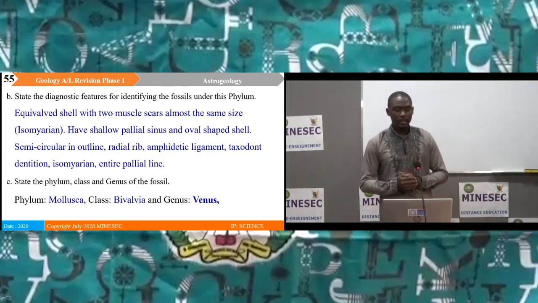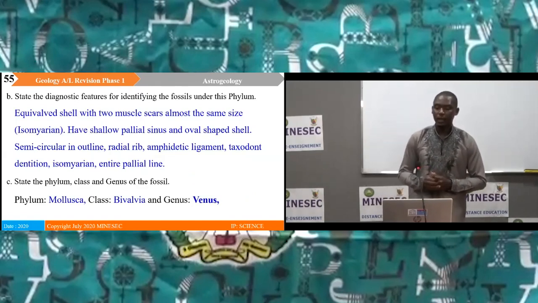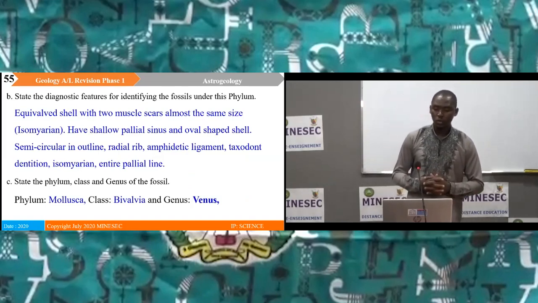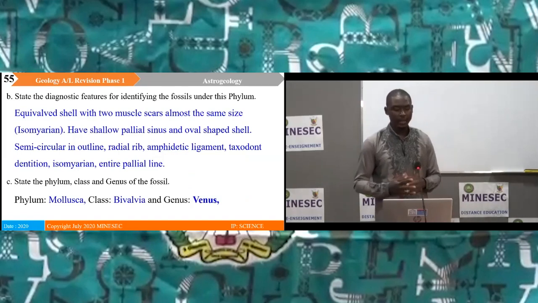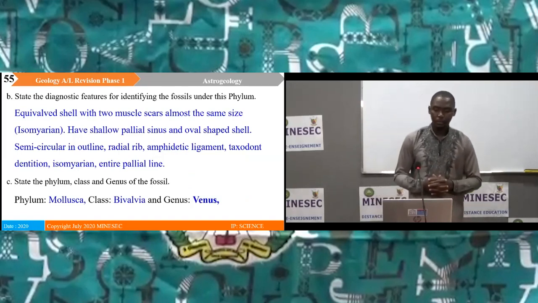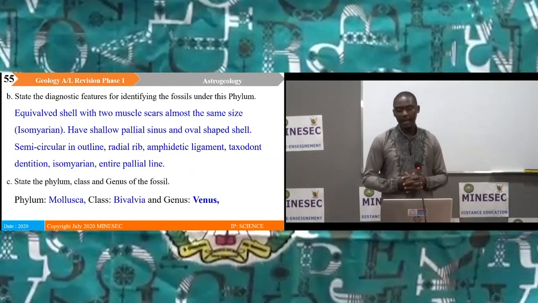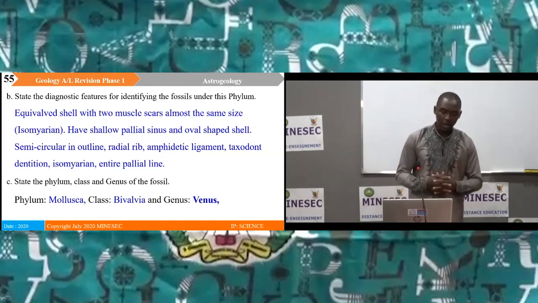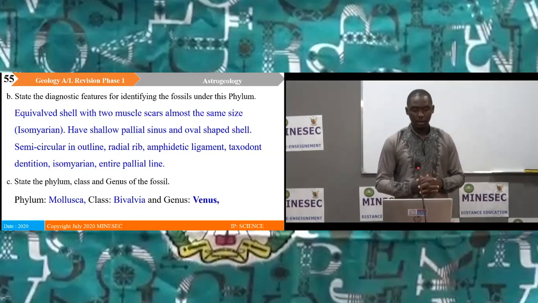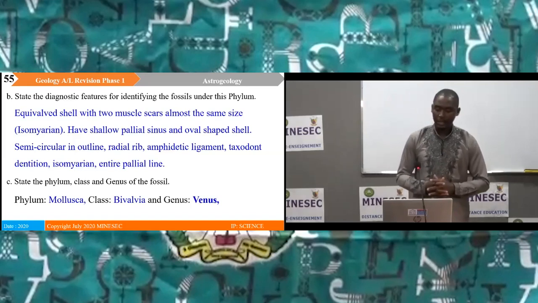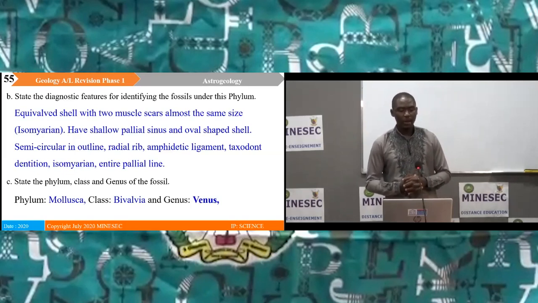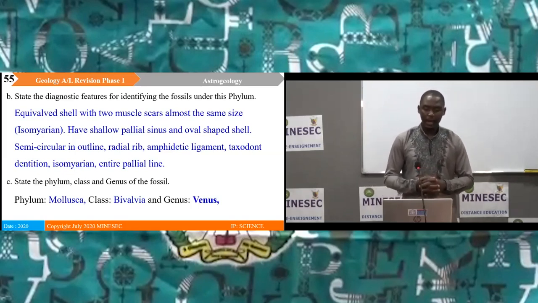B, state the diagnostic features for identifying the fossils under this phylum. Equivalve shells with two muscle scars almost the same size, isomyarian. They have a shallow pallial sinus and an oval-shaped shell. Semicircular in outline, radial ribs, amphidetic ligament, taxodont dentition, isomyarian, entire pallial line.